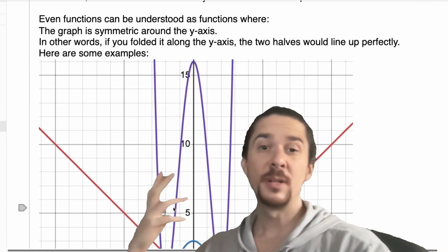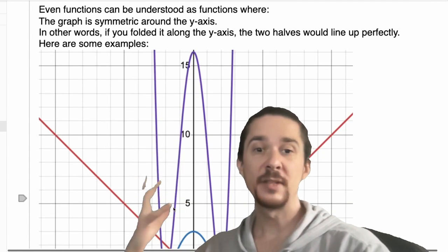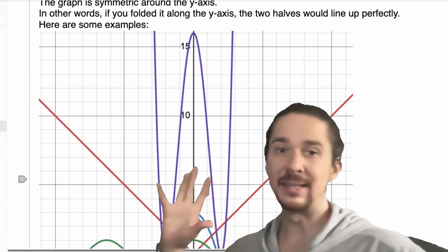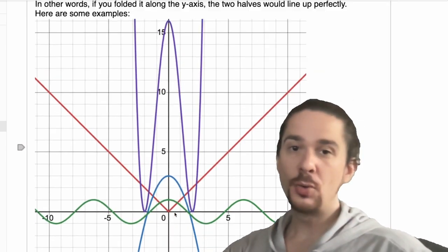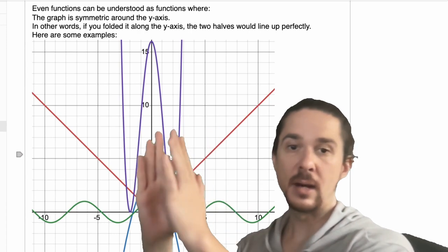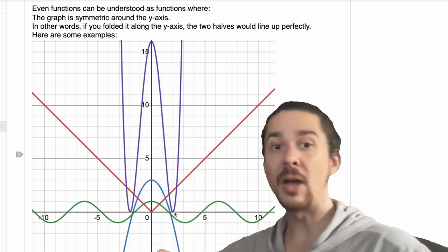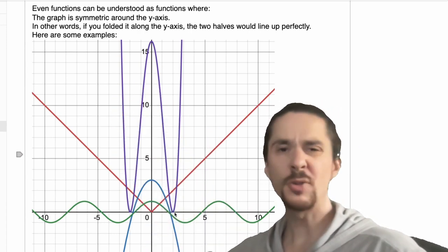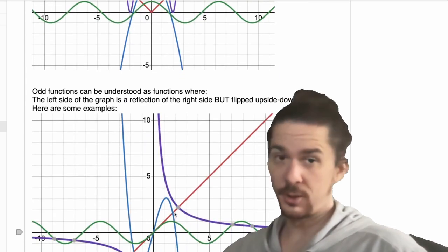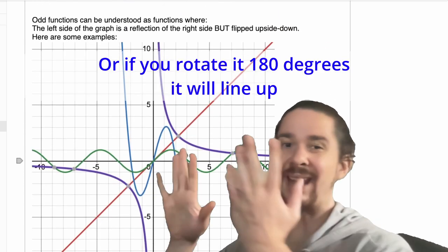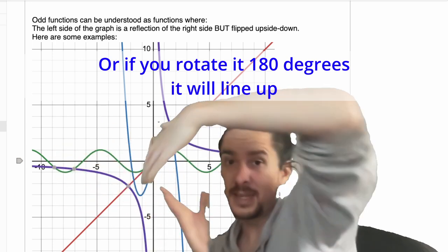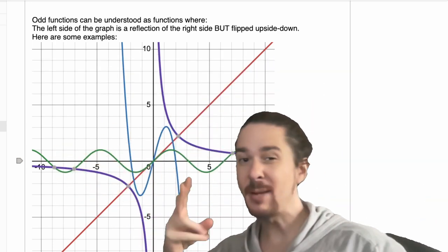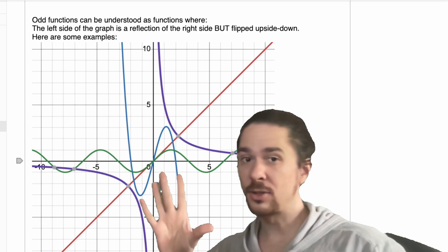Even functions can be understood as functions where the graph is symmetric about the y-axis. In other words, if you folded it along the y-axis, the two halves would line up, okay? It's symmetric around the y-axis. That should be pretty easy to understand. Odd functions are functions where if you folded this and then flipped it upside down, it would line up. A type of symmetry, but it's not so simple.